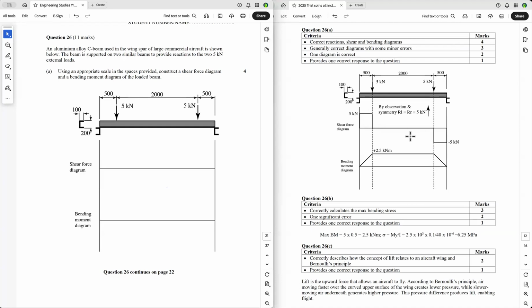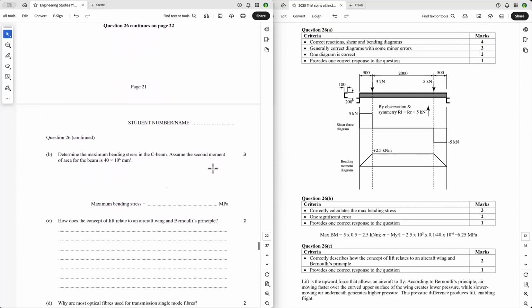Then to find the maximum bending moment, all you've got to do is take a point here and you multiply that distance by that force. That force going up there is 5, which is a reaction here. So 5 times 0.5, because that's 500 millimeters, that's 2.5 kilonewton meters. And so you just go up here 2.5, horizontal, because there's no UDL, and then same bending moment there, and down there. And that is your bending moment diagram.